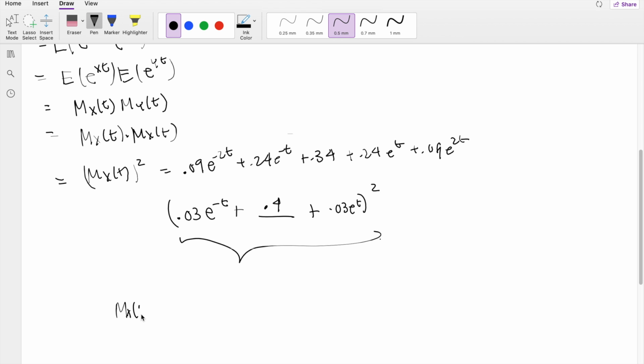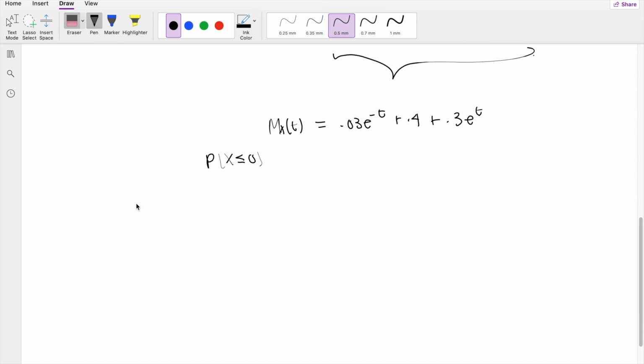So then M of X of t is equal to 0.3 e to the negative t plus 0.4 plus 0.3 e to the t. We know by definition the moment generating function is E of e to the tX, right? So if we're looking for, let's say, the probability that X is equal to 0, then we're looking for when the X value here is 0. So that's going to be the value of 0.4, because e to the 0 is going to be 1.